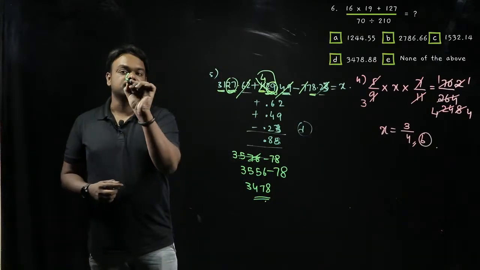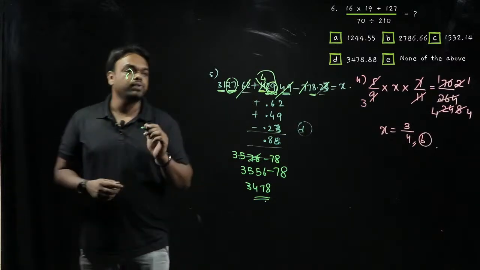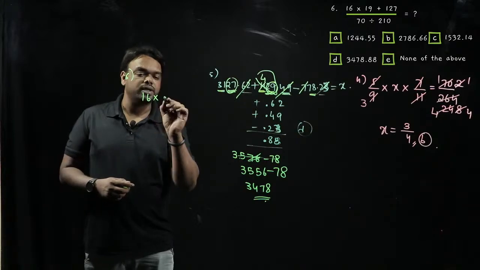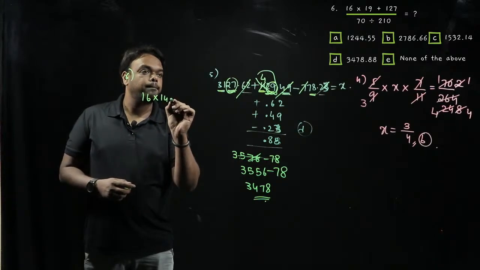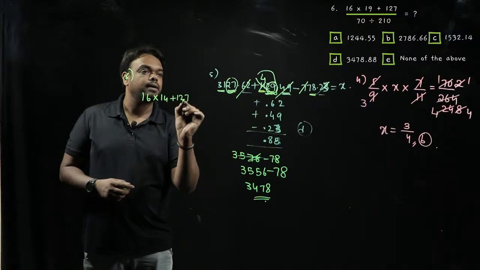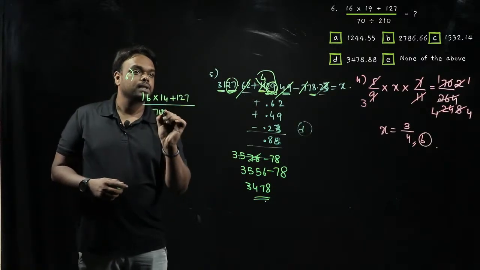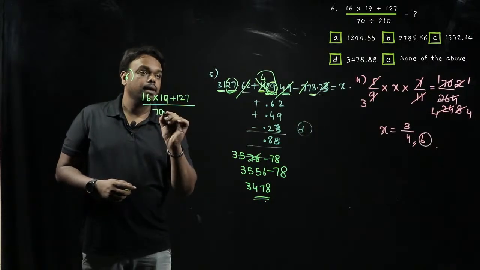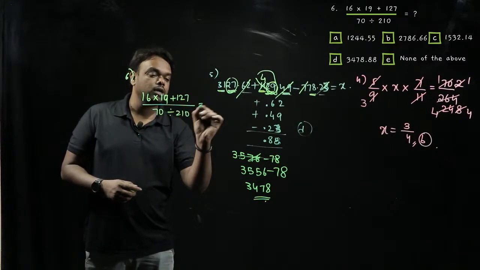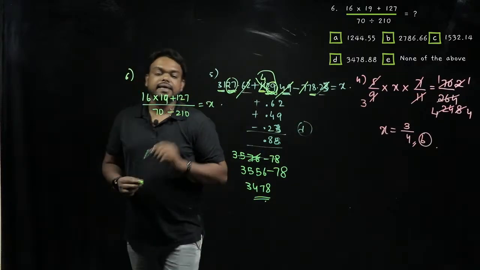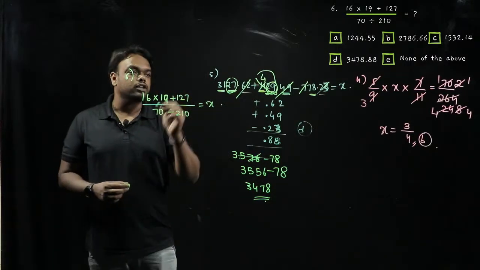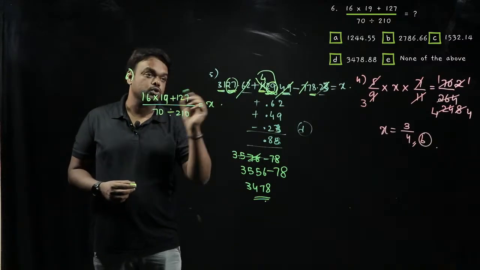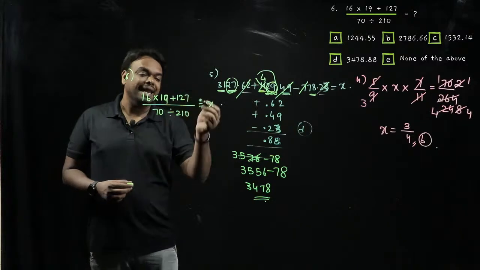Question number 6. Okay. So we have 16 into 14 plus 127 divided by 7. I think 16 into 19 it is. I'm sorry. 70 divided by 210 equal to x. Okay. If you look at the options, guys, the options are misprinted. These are the options of the previous question. I'm so sorry. But we shall calculate the exact answer here.